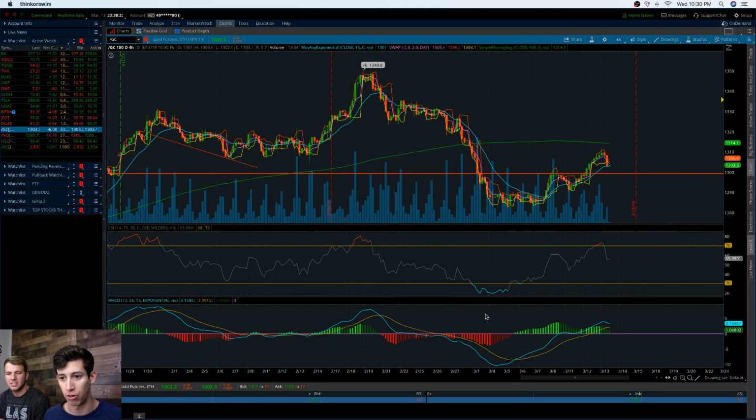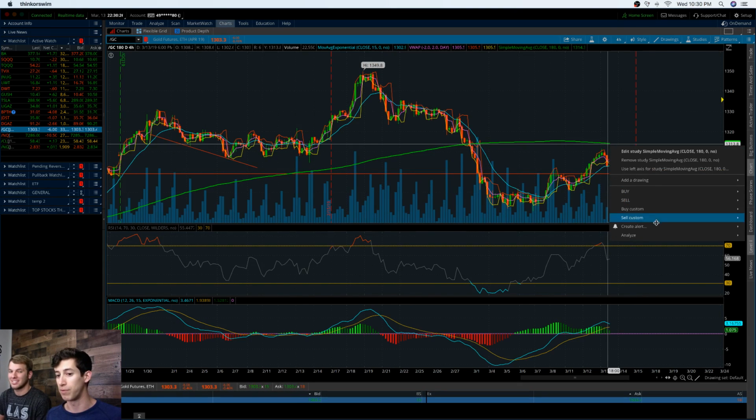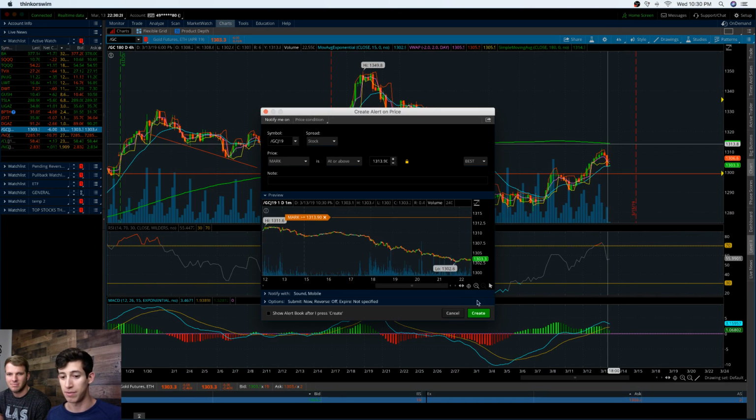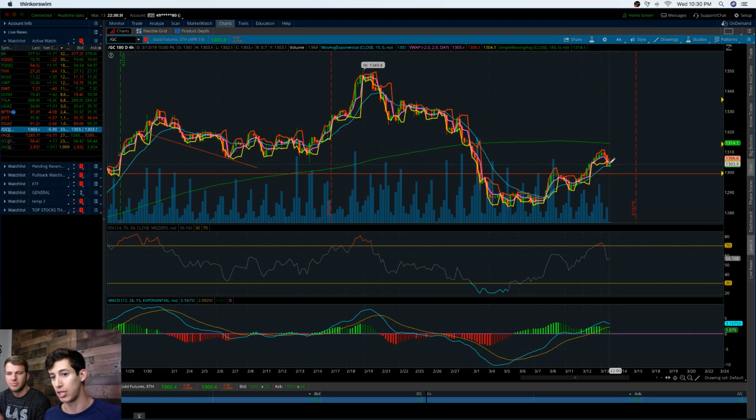So again, I'm going to set my alert if this thing breaks below 1300, right? I'm also going to set my alert because, again, just because it's a pattern doesn't mean that it can't break it. It looks like it's trying to find a support right around this EMA line.